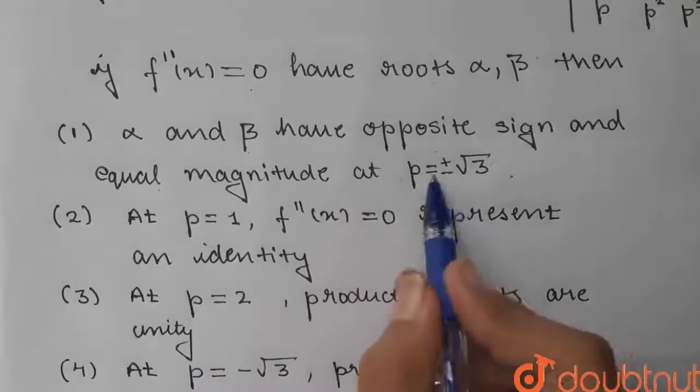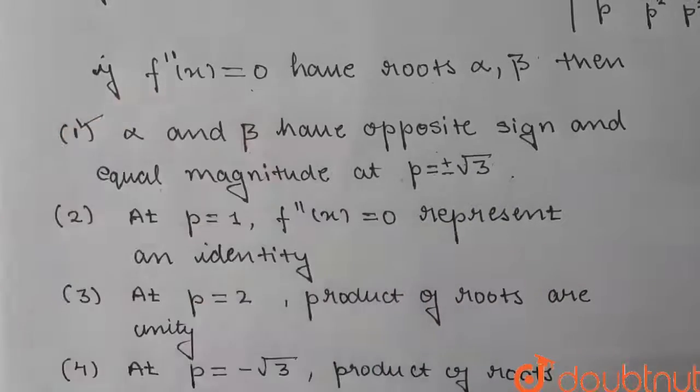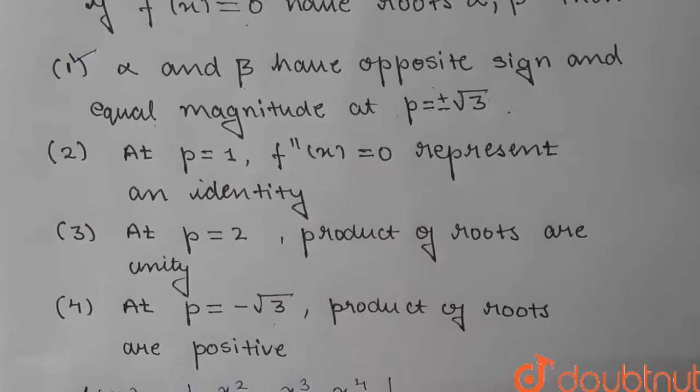So p is equal to plus minus root 3. So option number 1 is correct in this case. Now if we see option number 4, that at p is equal to minus root 3, the product of the roots is positive. Okay, so let us check this also.